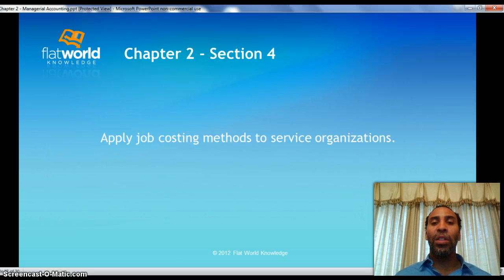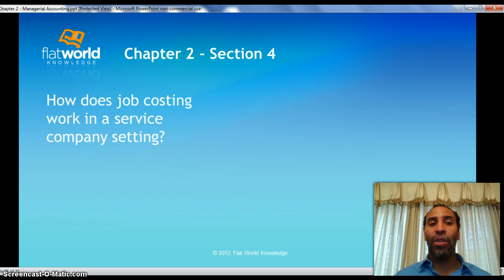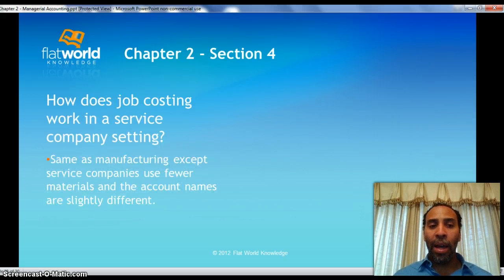So, apply job costing methods to service organizations. I work for a service organization, but like I said, for managerial accounting, it's best to utilize manufacturing organizations to kind of show you the step by step. But it also applies to service organizations. So how does job costing work in a service company setting? Same as manufacturing, except service companies use fewer materials and the account names are slightly different.